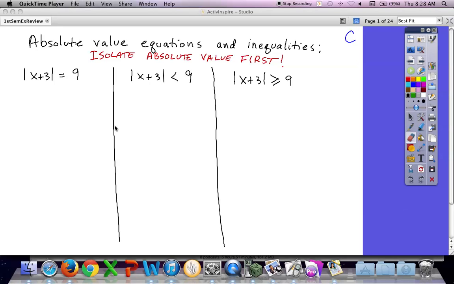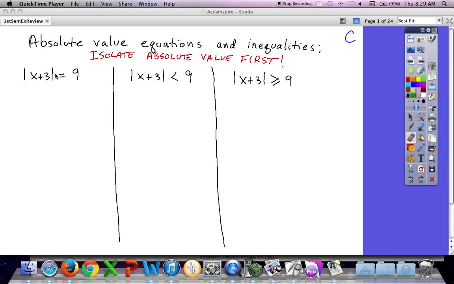And then we have 3 different steps to finish the problem, right? It depends whether it's an equation, a less than, or a greater than. 3 different processes. What you don't do is, for example, take away 3 here and here when you still have absolute value symbols. Right? You never do the algebra when you still have the absolute value symbols.